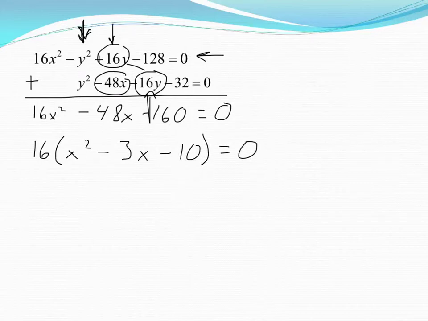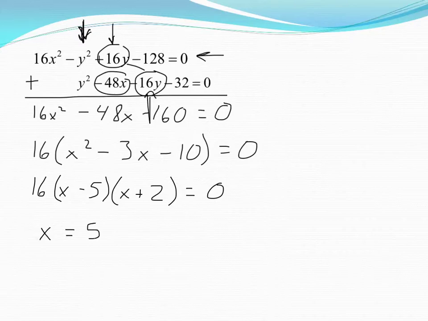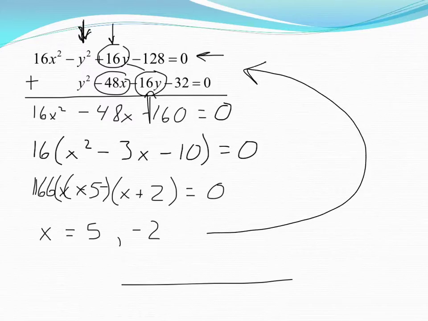This polynomial is now factorable as well. We have 16 times the quantity x minus 5 times the quantity x plus 2 is equal to 0. So that means x can be either positive 5 or negative 2. Now we're not finished. We've just found the x values of the solution to this system of equations. Now what we need to do is take these solutions for x and plug them back into one or the other of our original equations to find the corresponding y values.